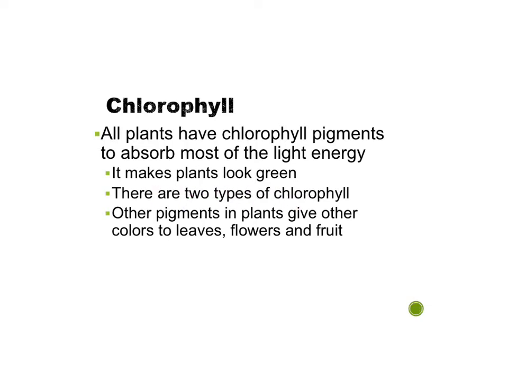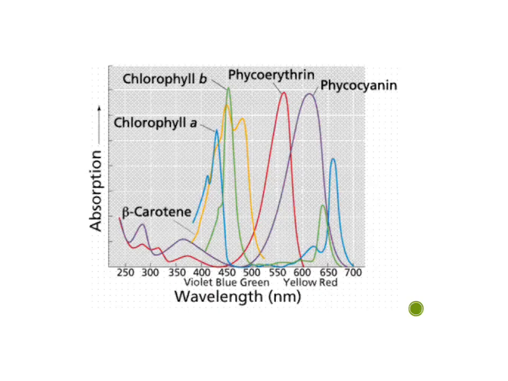There are two types of chlorophyll, chlorophyll A and chlorophyll B, and then plants have all kinds of other pigments that give them their other colors. So when leaves change color in the fall, it's because of those other colors beginning to come out, the reds, the oranges, the yellows. There are also other pigments that give flowers their color, and of course fruit is different color as well. So this graph shows you some of the pigments that we find in plants.